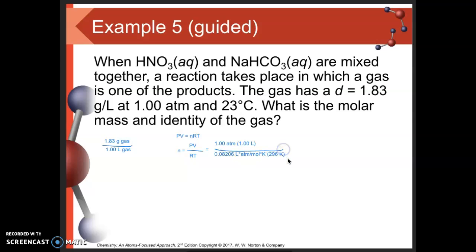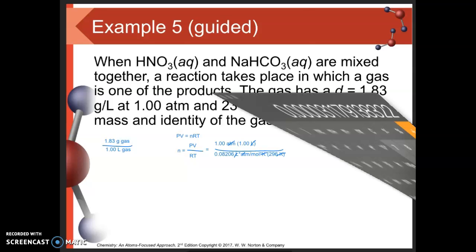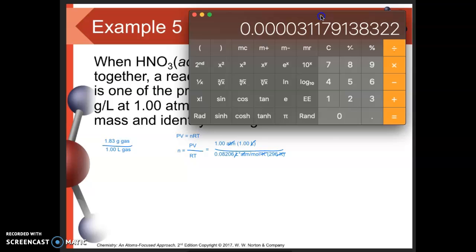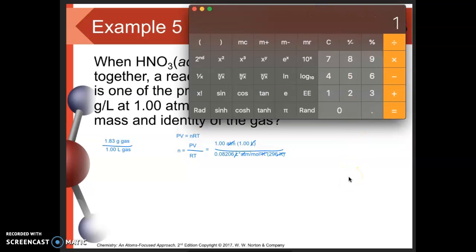So we do our maneuvering: liters cancel, atmospheres cancel, Kelvin cancel. I'm left over with 1 over 1 over moles. So I'm going to get moles out of this. Throw in my trusty calculator here: 1 divided by 0.08206 divided by 296. And we get 0.04012 moles of gas.